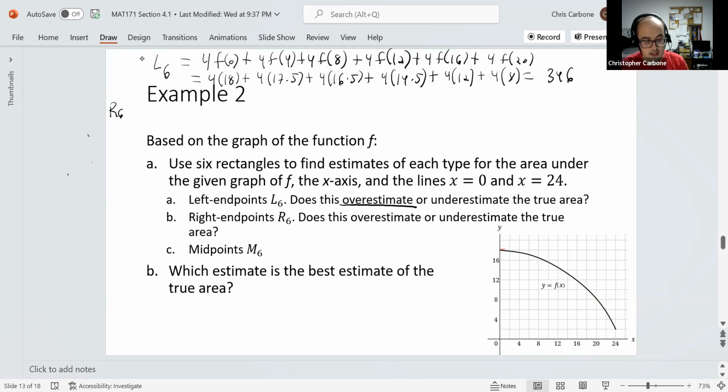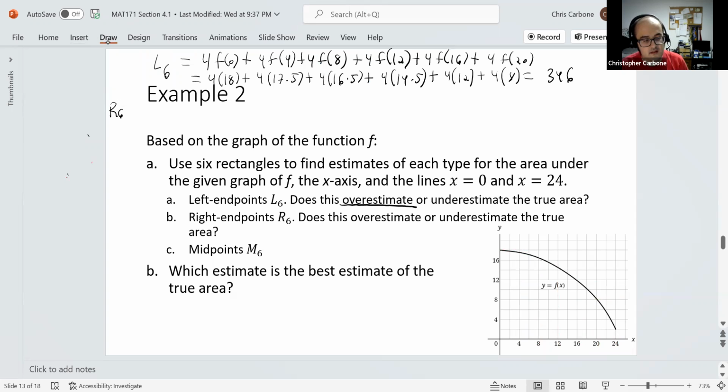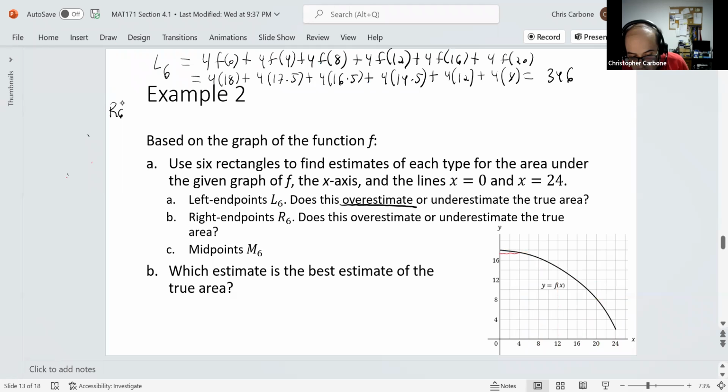For the right endpoints, R sub 6, we can manipulate this drawing a bit to then be for the right endpoints. I did not erase one extra line there. So this is going to be going up to right here. It's the first rectangle. The second one, so that's about there.